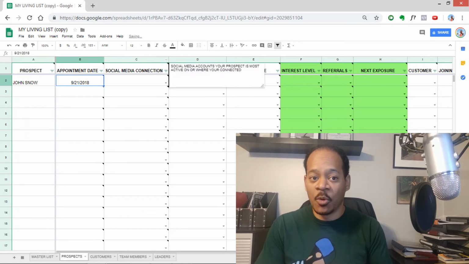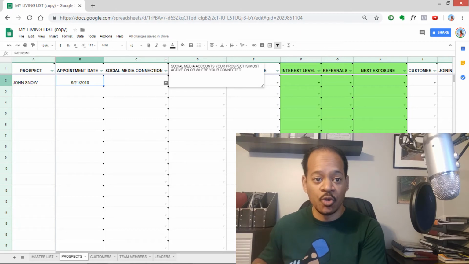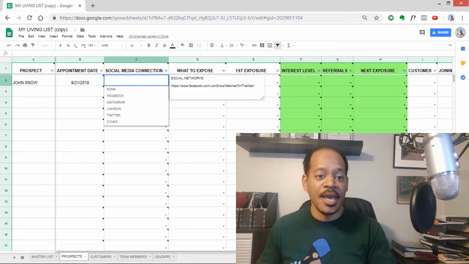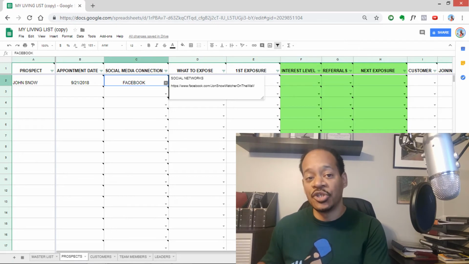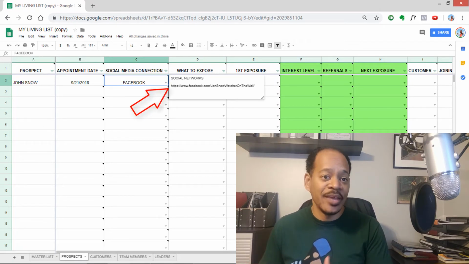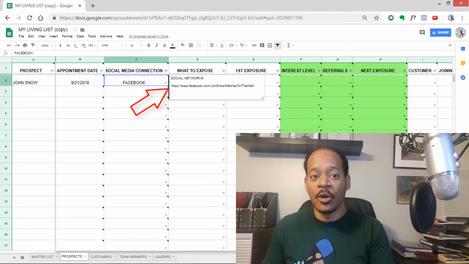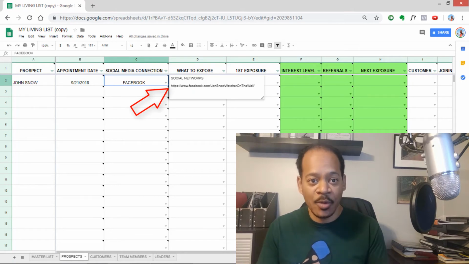And to ensure we have multiple ways to follow up with him, we're going to make sure that we're connected with John on social media if we haven't already. And we want to simply choose the account that we're most likely to connect with John in the future. As you can see here, we even have a place to take note of the URLs of our prospects' social media accounts so that we can easily access them in the future.